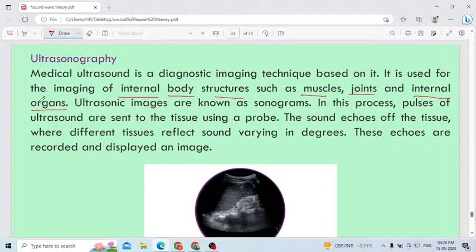Ultrasonic images are known as sonograms. In this process, pulses of ultrasound are sent into the tissue using a probe. The sound echoes off the tissue, where different tissues reflect sound in varying degrees. These echoes are recorded and displayed as an image.